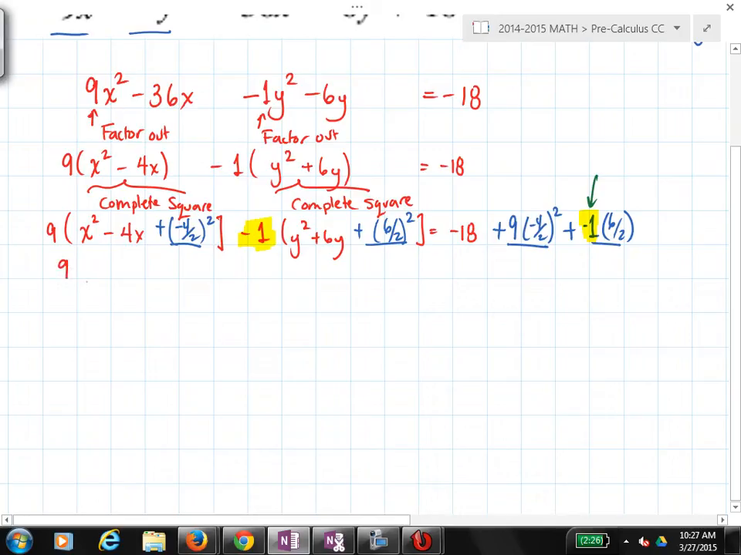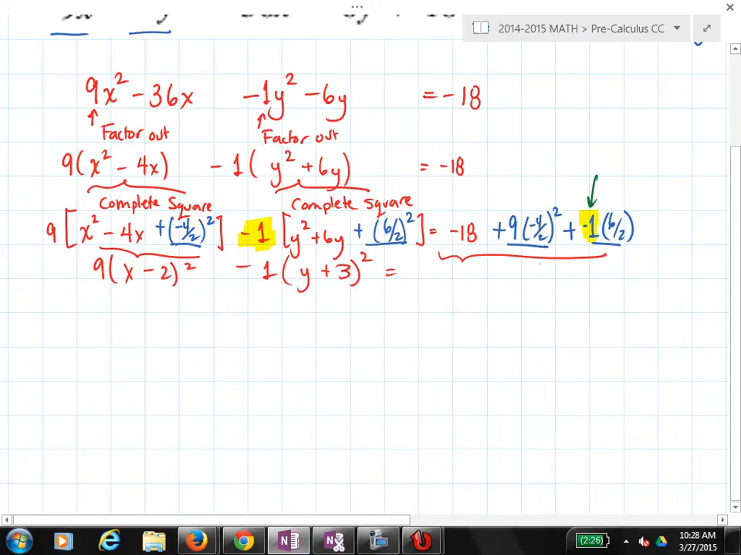Alright, so now it's going to be 9 parentheses. Remember, when we condense this, it's going to be x minus 2 squared minus 1 y plus 3 squared. If I evaluate all of this right here, what do I get? What is this? 4 divided by 2, 36 here, minus 18, 18 minus 3. Did I do something wrong? Oh, this should be squared. So 18 minus, I got 9.